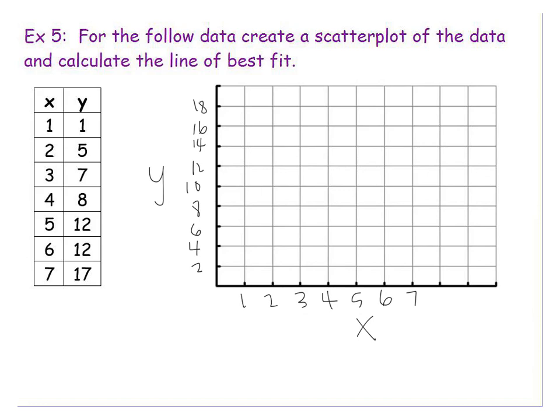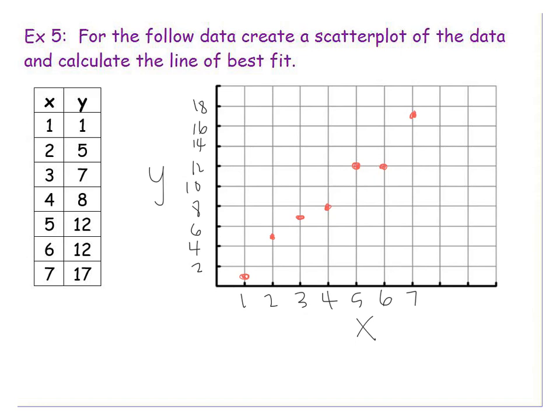All right, so we got 1, 1, 2, 5, 3, 7, 4, 8. 5 jumps way up here to 12. 6 is also at 12, and 7 is up at 17. So as you can see, it's roughly in a straight line.